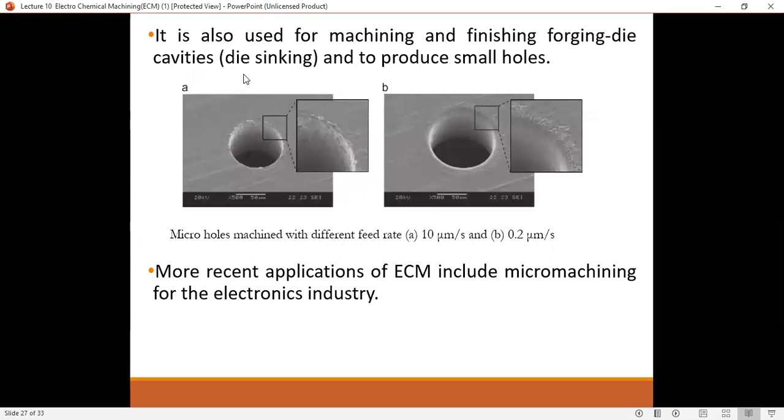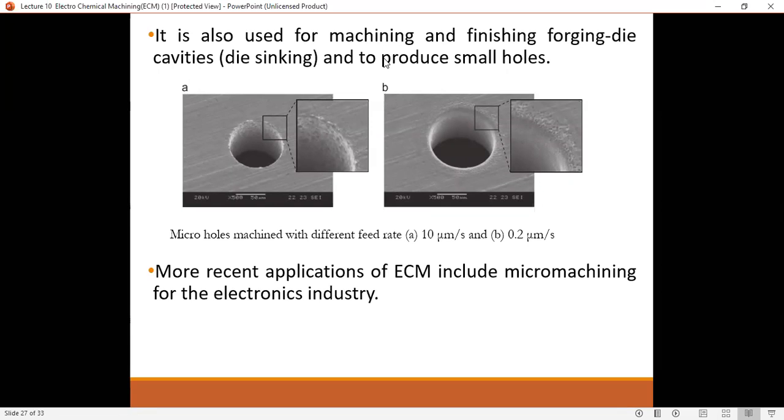It is also used for machining and finishing forging die cavities, die sinking, and to produce small holes. So ECM is also known to be used for this particular process, for finishing forging die cavities, die sinking, and to produce small holes. So if you want to produce small holes, and finishing on the forging die cavities.